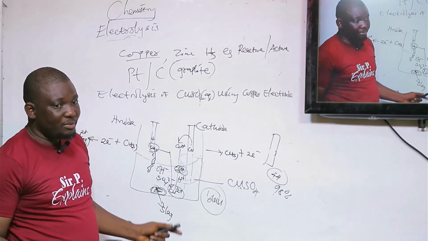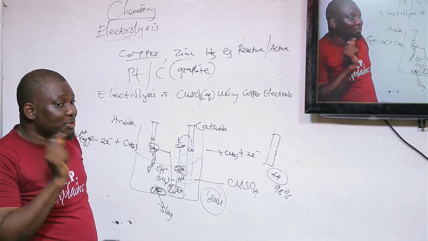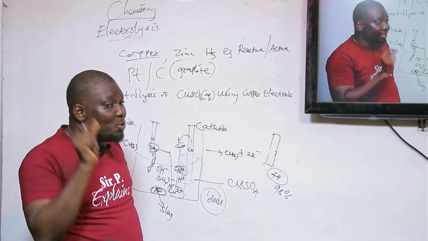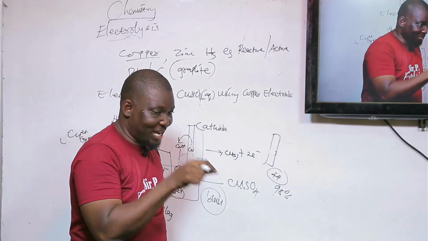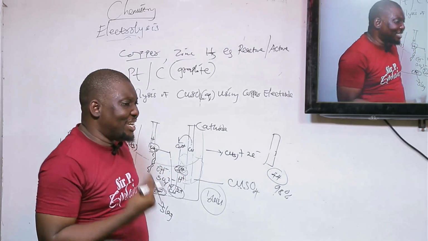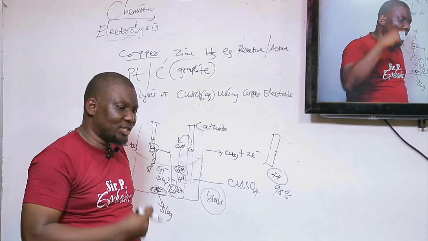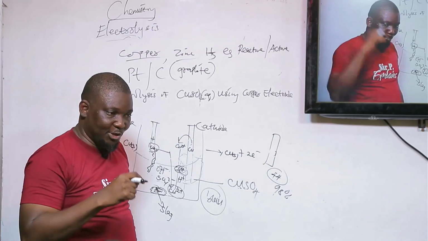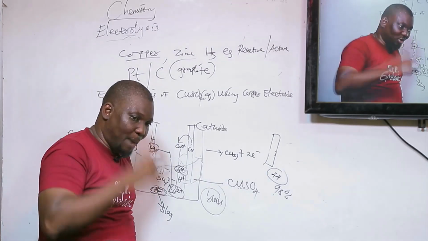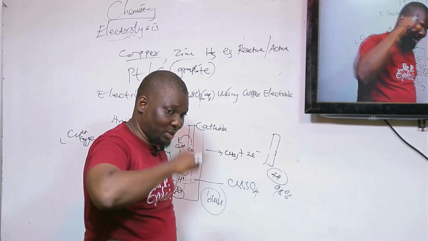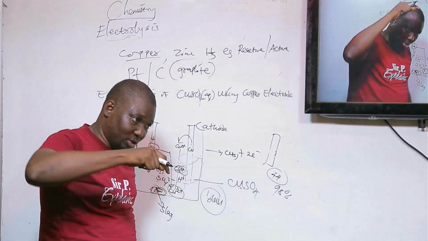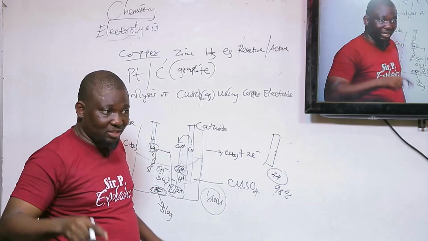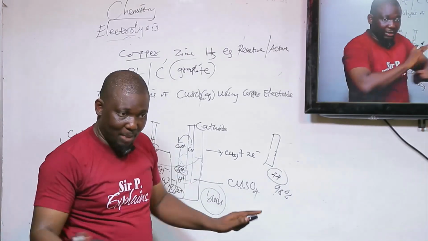That is, if you are talking of electrolysis of copper(II) tetraoxosulfate(VI) using a reactive electrode like copper. But if it is electrolysis of copper(II) sulfate using graphite or carbon or platinum, the moment the copper migrates to the cathode, the blue color of that electrolyte will tend to fade or disappear.